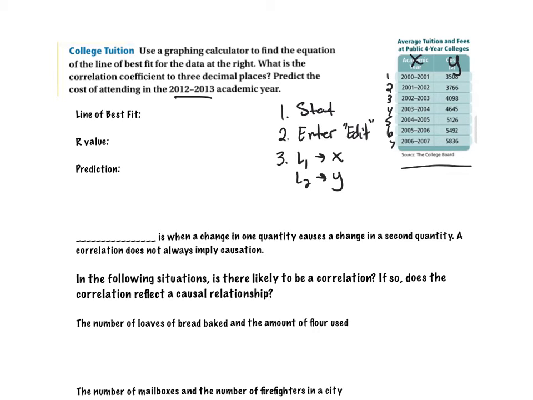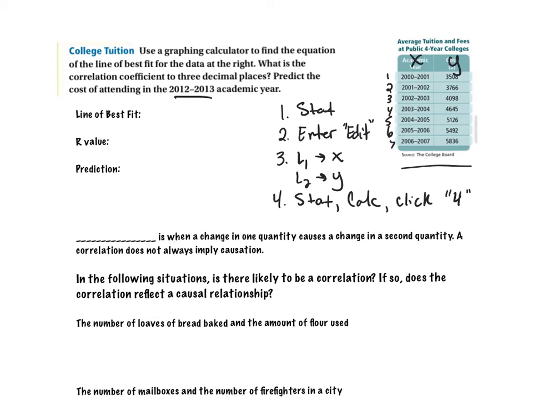and then the values for Y: 3508, 3766, 4098, and keep that going. Once you have that, you enter those and go back to Stat, then arrow over to Calculate, and then click the number 4.